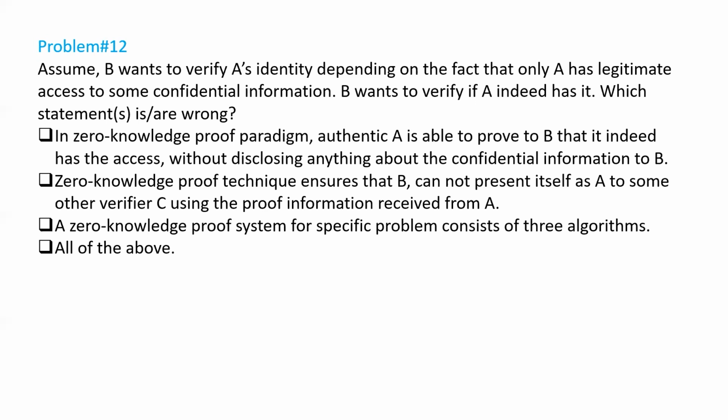There are some statements given. In the zero knowledge proof paradigm, authentic A is able to prove to B that it indeed has the access without disclosing anything about the confidential information to B. Zero knowledge proof technique ensures that B cannot present itself as A to some other verifier C using the proof information received from A. A zero knowledge proof system for a specific problem consists of 3 algorithms. All of the above. Which of the statements are wrong? I'll pause for some time, you can answer.